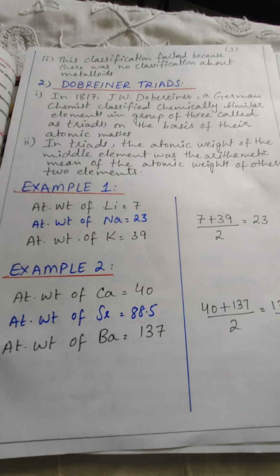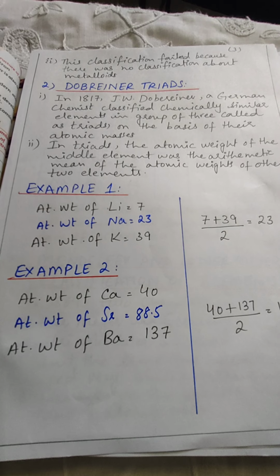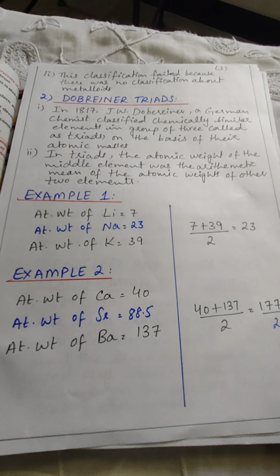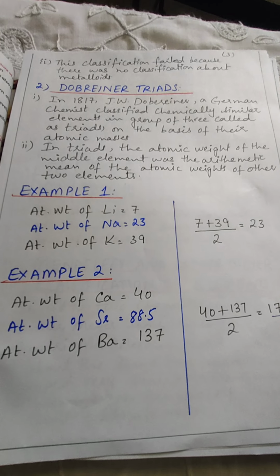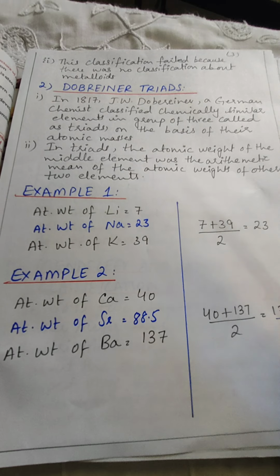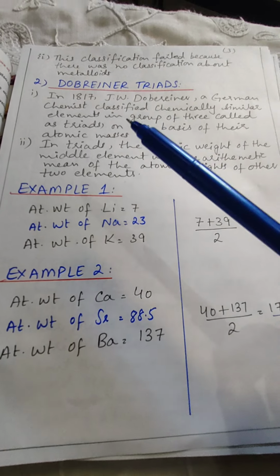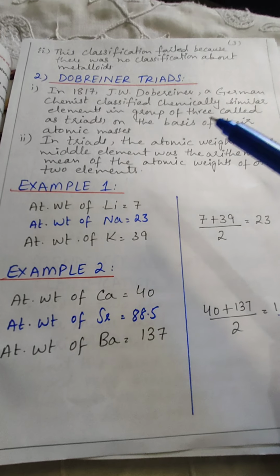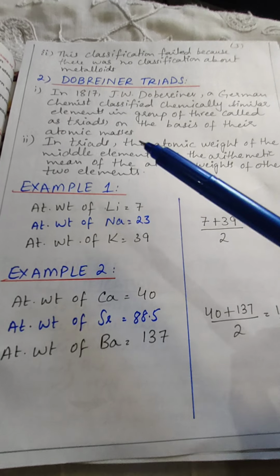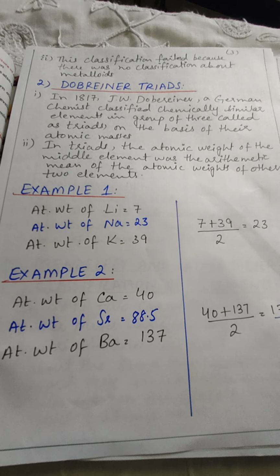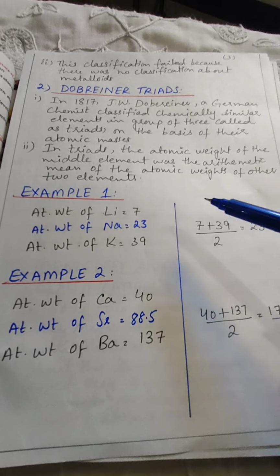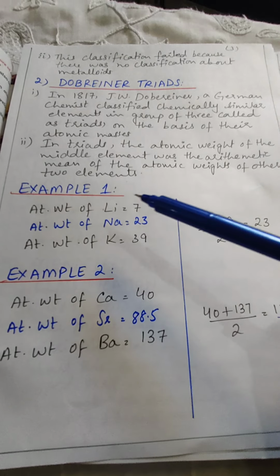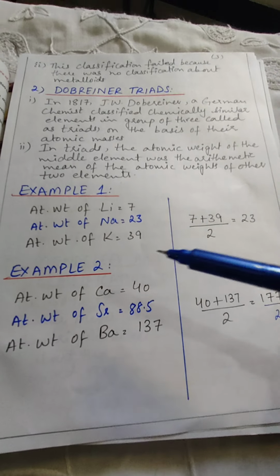After Al-Razi, the next scientist was Dobereiner, who classified the elements into groups of 3, which were called triads. In 1817, J.W. Dobereiner, a German chemist, classified chemically similar elements in groups of 3 called triads on the basis of their atomic masses. In triads, the atomic weight of the middle element was the arithmetic mean of the atomic weights of the other two elements. Here I have mentioned two examples.